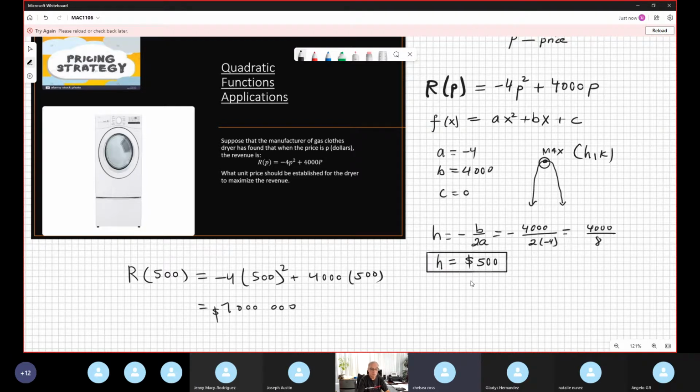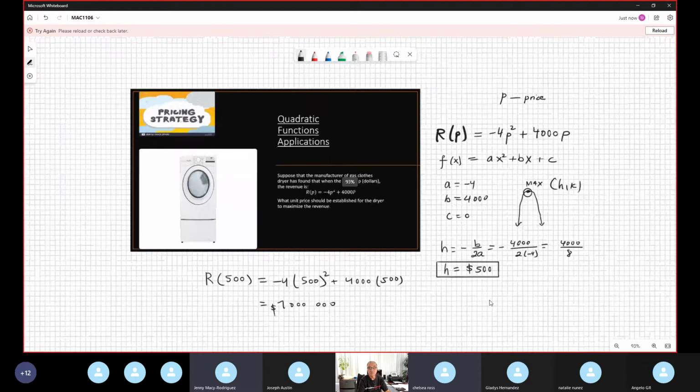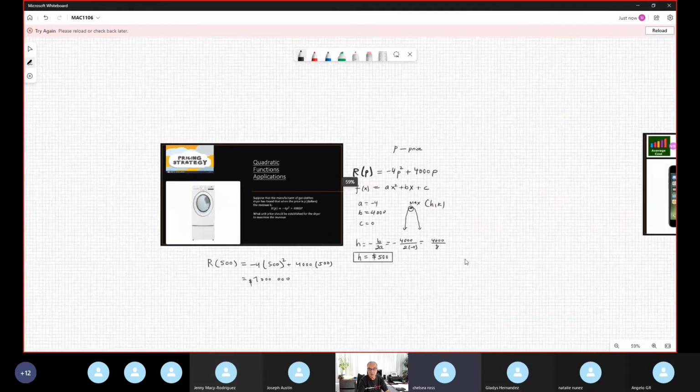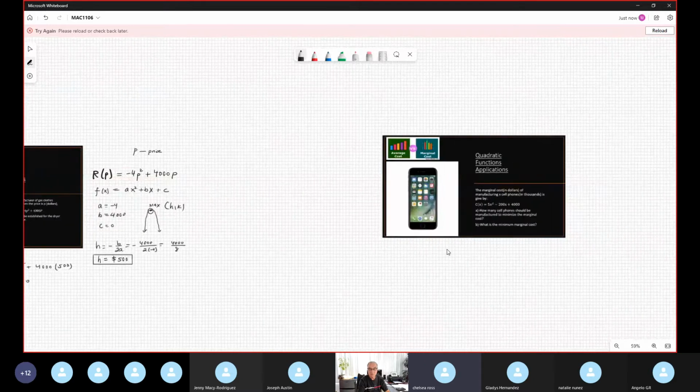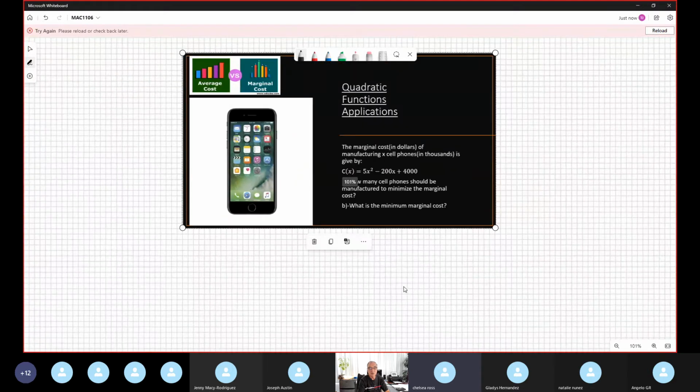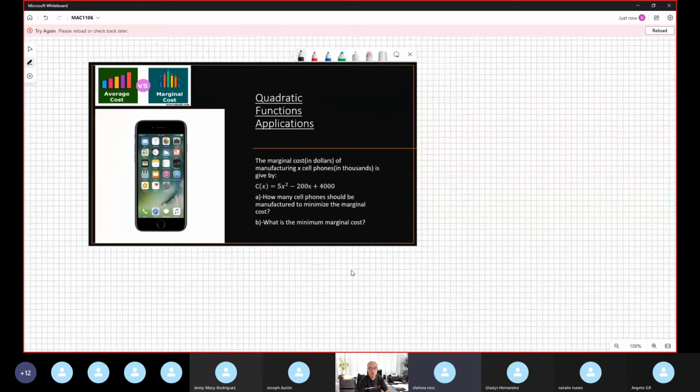Is it clear or confusing? It's clear. Let's do another application that is similar. Look. This application is about marginal cost in dollars of the manufacturing of cell phones in thousands, given by this. So this is a formula that gives me cost, not profit.